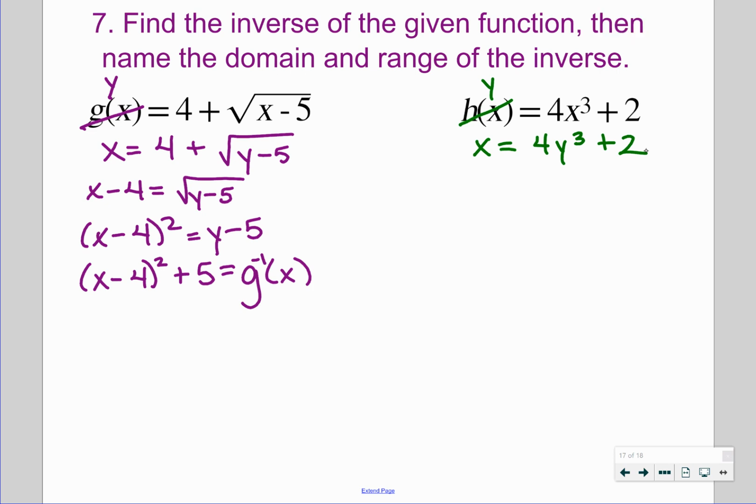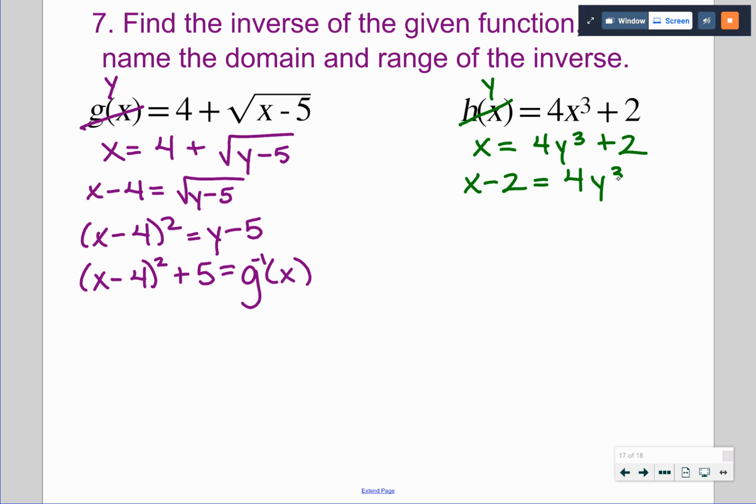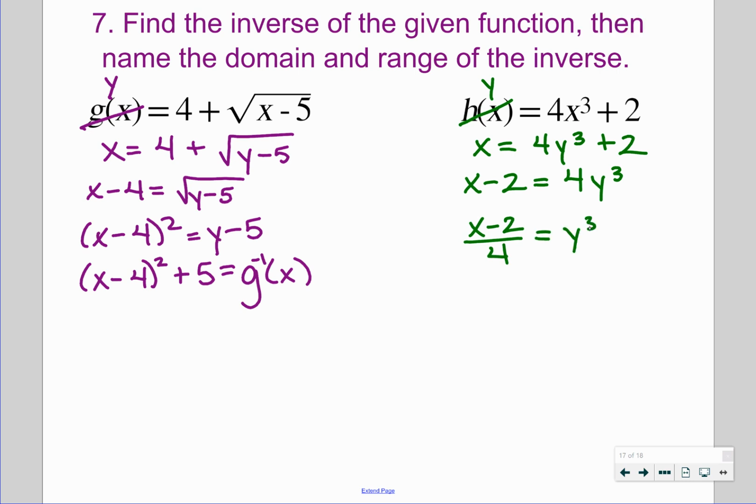How do I solve for y? Subtract 2. Trying to get that cubed alone there. So the next thing I would do is divide by 4. And again, there's really no need to simplify as you're doing this. I'm just trying to get that y alone, so I'm just going to say the whole side over 4. And then how do I cancel out a third power? Cube root. X minus 2 over 4.